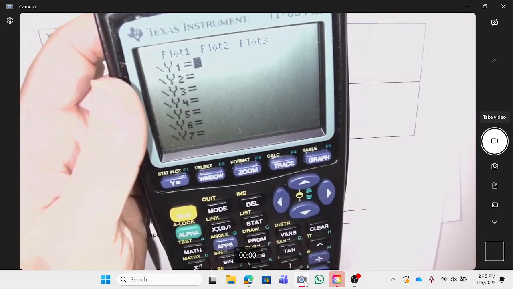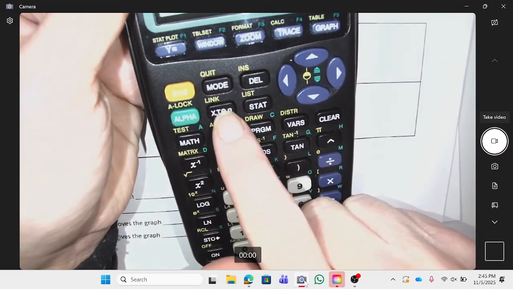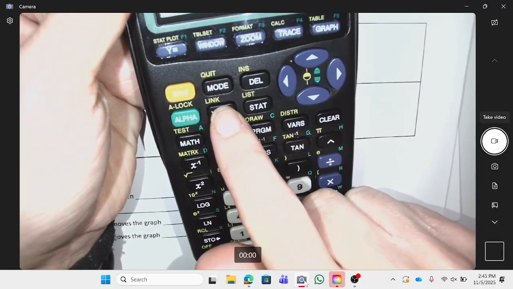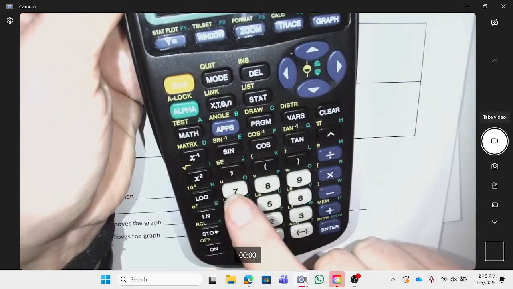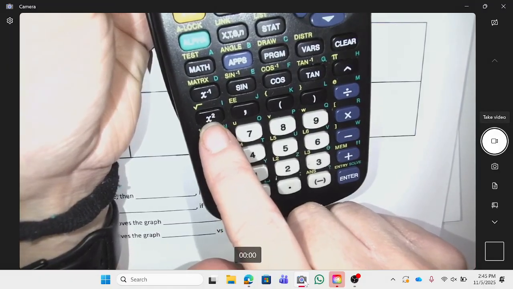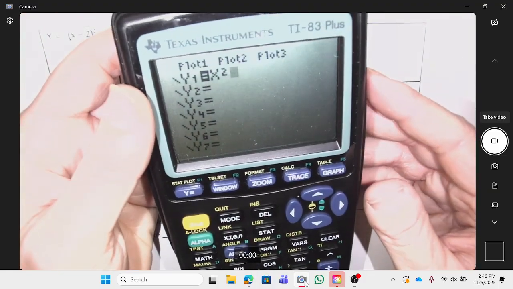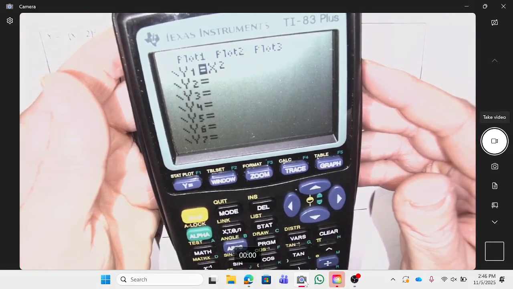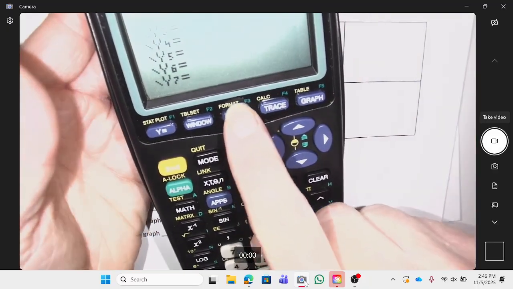Okay, so we want to graph x squared. So I need you to push this button right here, because this is a variable button. X. Hit the X button like that. And then if you want to square something, it's over here. X squared, when you want to square something. So does everybody have that? Good?